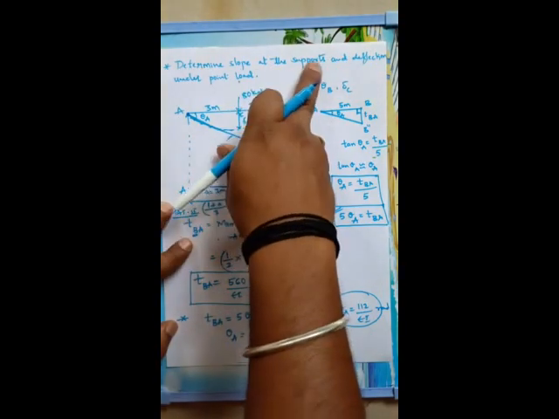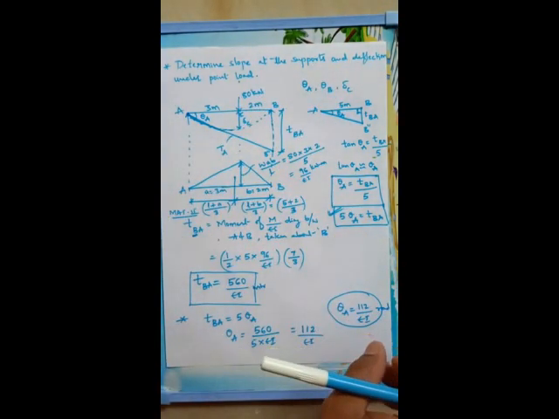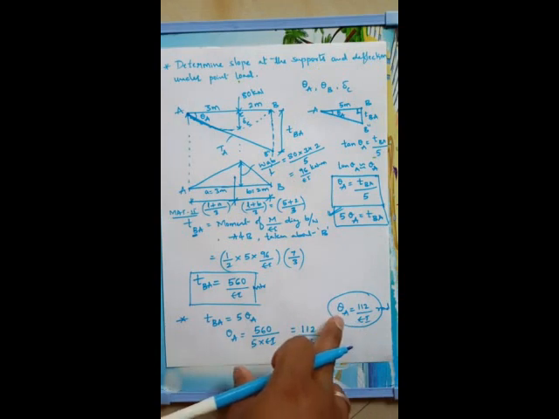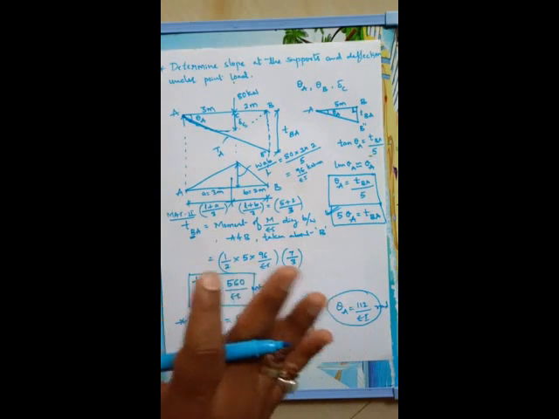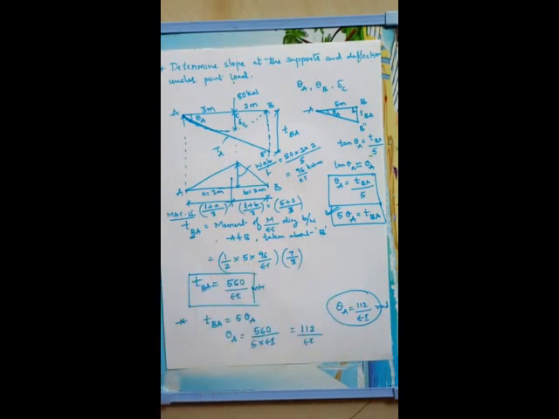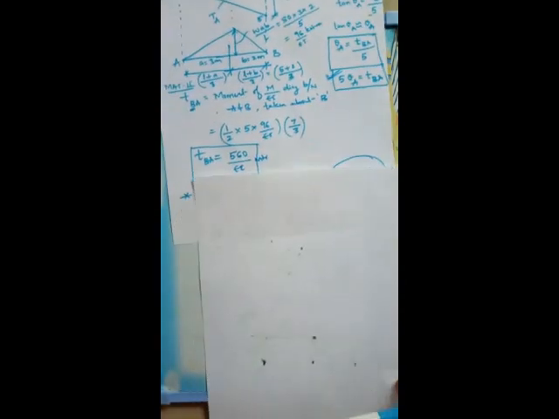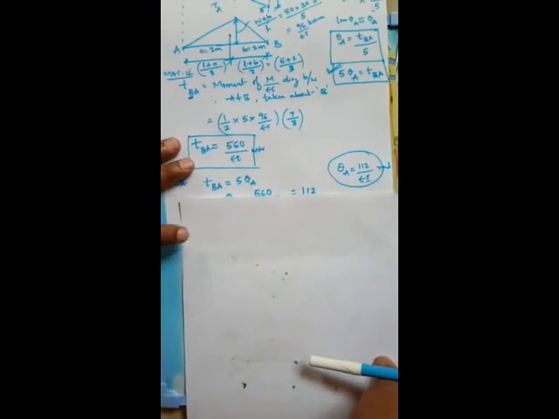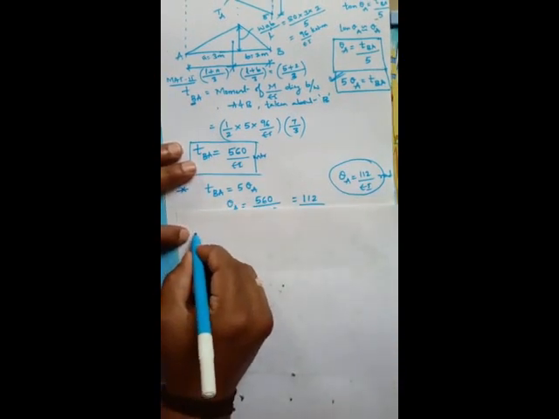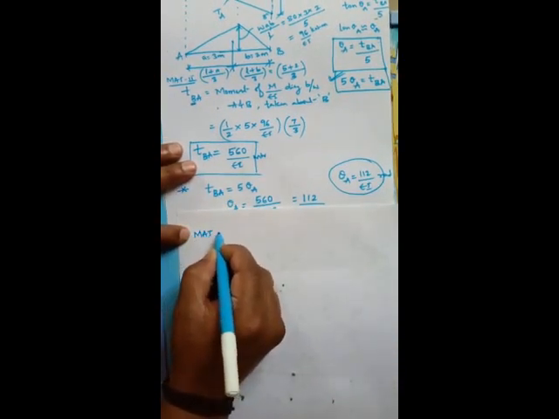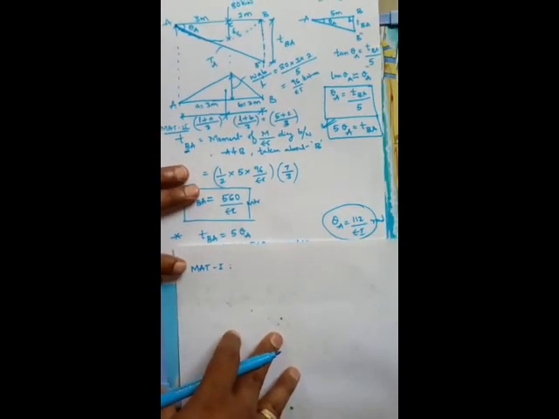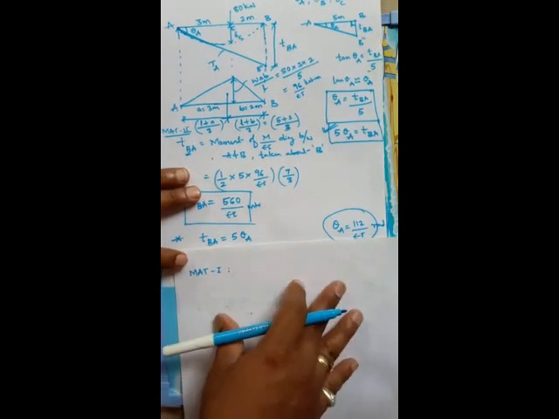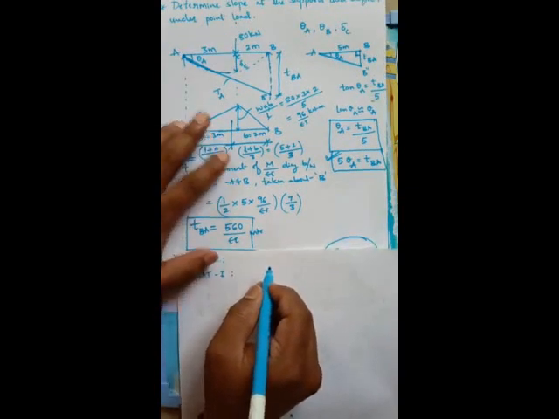What have they asked? Slope at the supports and deflection under point load, correct? So one slope I got, theta A. Since it is not a symmetrical loading, the slope will not be the same. Theta A and theta B will not be the same, correct? So I need to calculate theta B now. According to moment area theorem 1, what does it say? The change in slope between any two points on the elastic curve must be equal to the area of the M by EI diagram. So I will consider these two points, A and B.